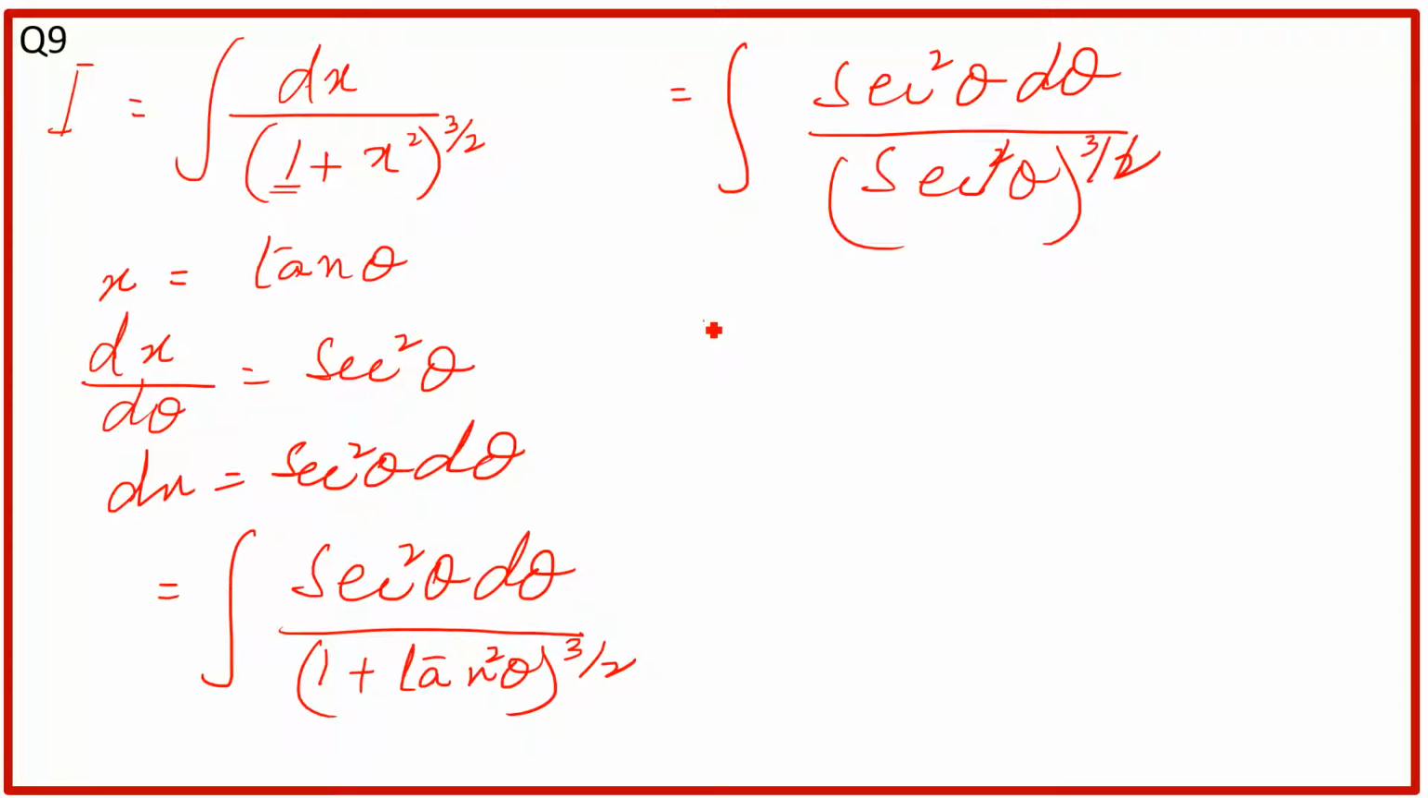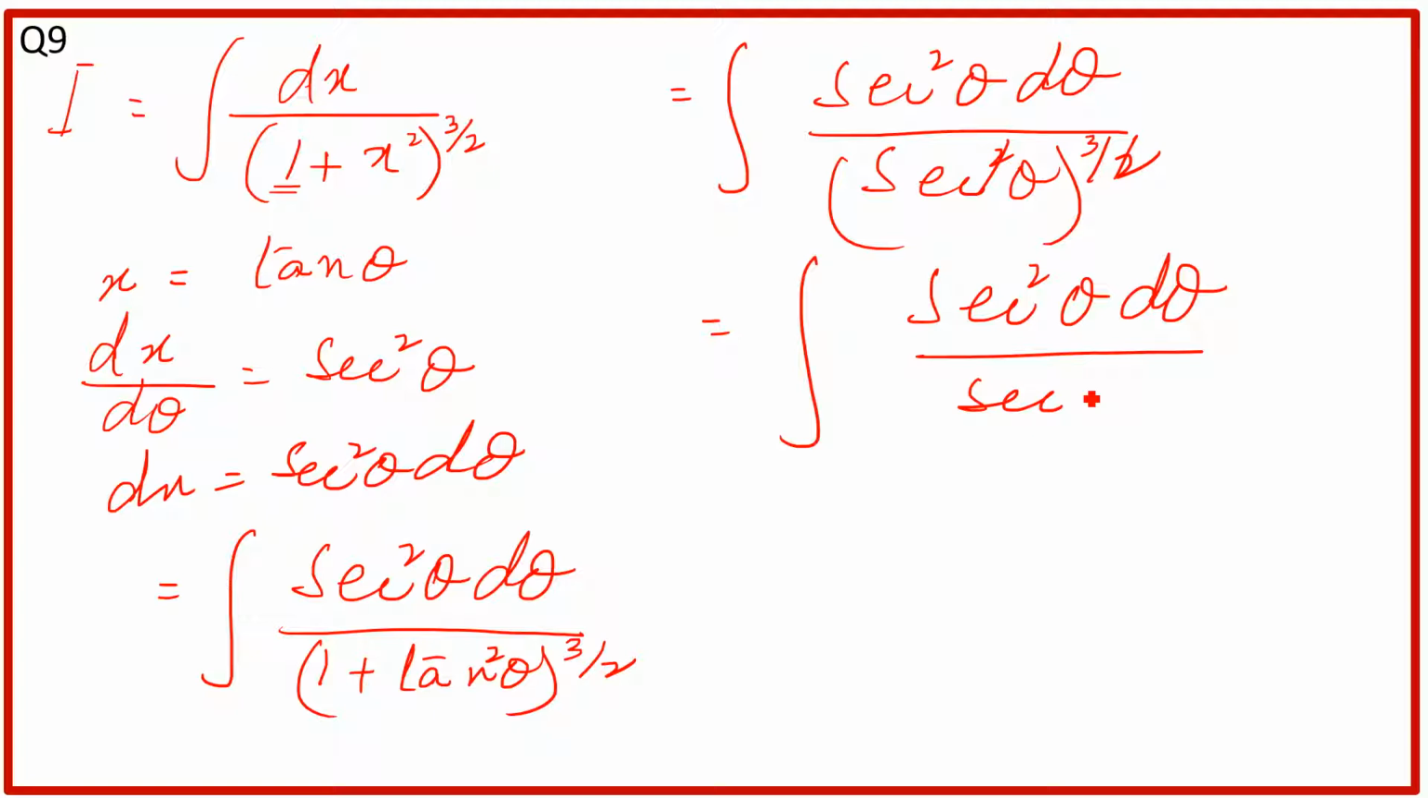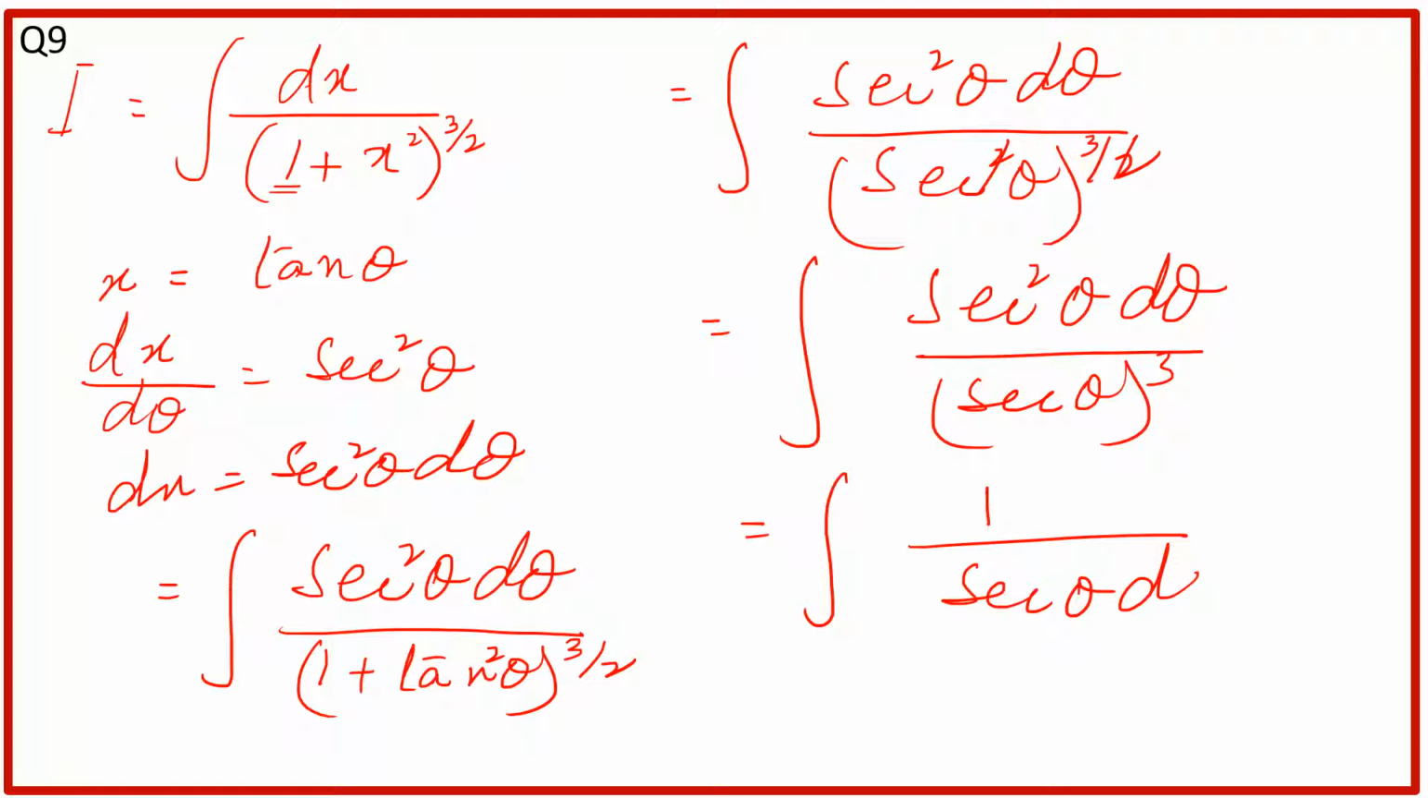So this will cancel with this. Now we have secant square theta d theta divided by secant theta whole cube. Square cancels with cube, so we have only 1 over secant theta d theta left, right? And we know that 1 over secant theta is equal to cos theta, so we get the integral of cos theta d theta. But here, see, this is not the answer.